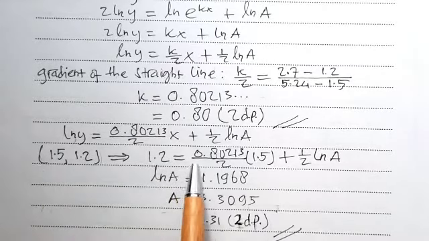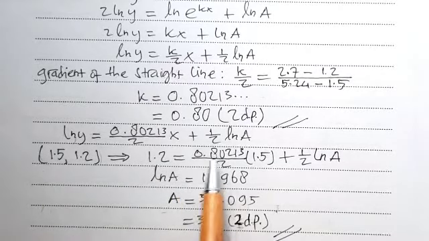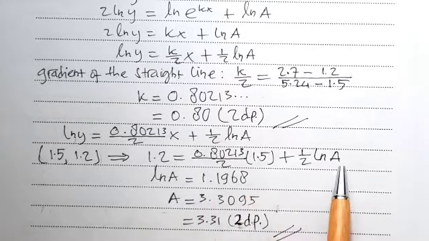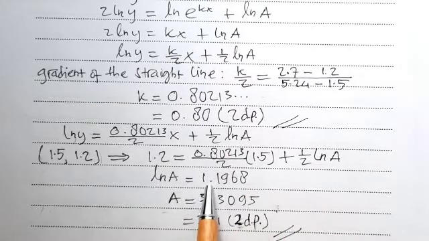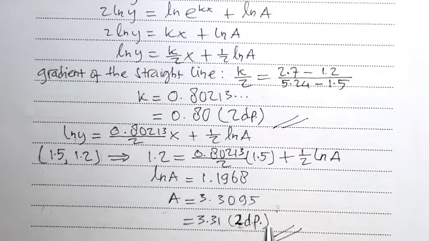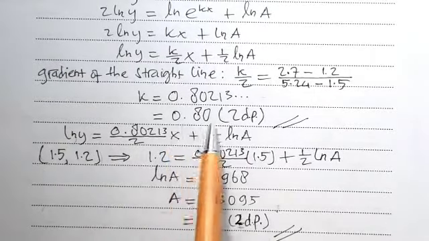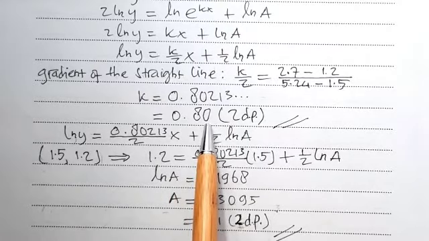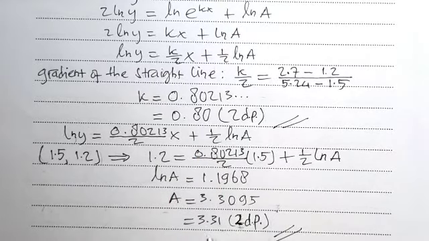That is, ln y is substituted by 1.2 and x by 1.5. Thus 1.2 equals 0.80213 over 2 times 1.5 plus half ln a. ln a equals 1.1968, or a is, using the definition of logarithm, e to the power of this, and that is a equals 3.3095, which is 3.31, correct to 2 decimal places. Thus the value of k is 0.80, and the value of a is 3.31.